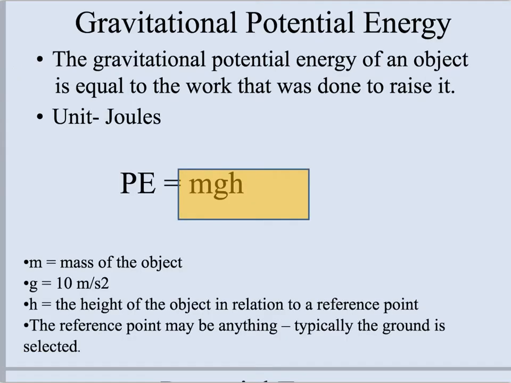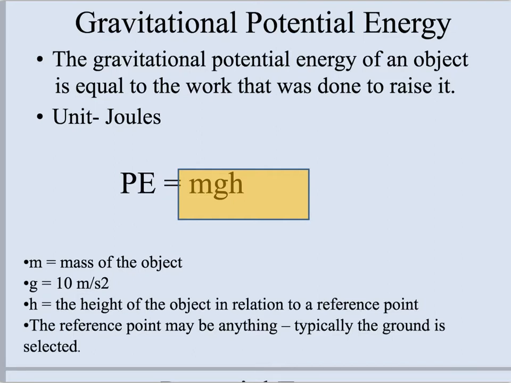So the formula for gravitational potential energy is mgh, where m represents the mass of the object, and that would be in kilograms. G is 9.81 meters per second squared, but I don't mind you using 10 here. You can use 10 now. You've graduated to 10 meters per second squared. You can still use 9.81 if you want to, but that's not required anymore.